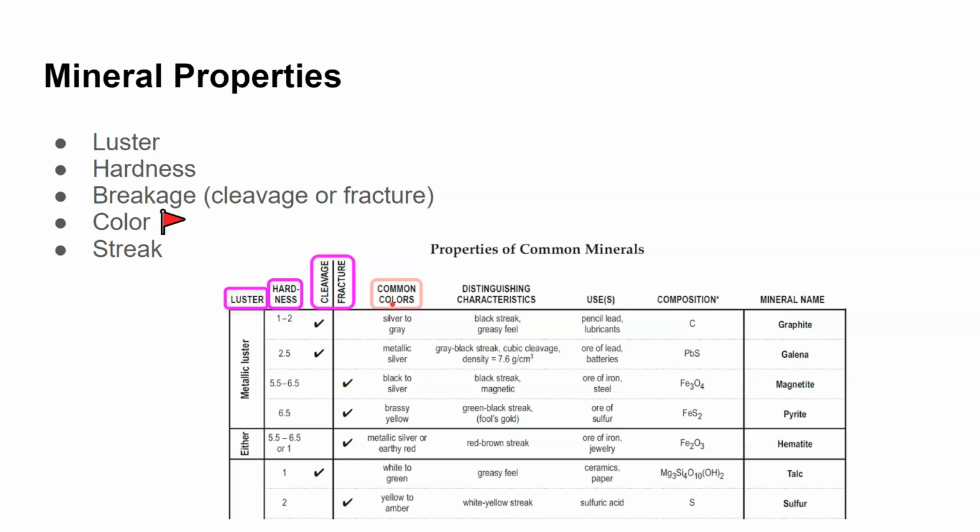Fourth column over is where you're going to find your common colors. Again, be a little bit wary of using color for identification purposes. We'll talk about that in a few minutes. And last but not least, streak you can find in distinguishing characteristics. So the example here, pyrite has a green-black streak, which is very, very useful because the mineral itself is a brassy yellow color. It looks a bit like gold, but its streak is green or black, or green to black.